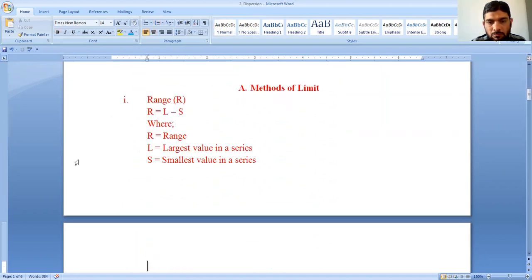This is the method of limits, that is range. The formula for range is R equals L minus S, where R is the range, L is the largest value in a series, and S is the smallest value in the series. So now we have to take some examples, some questions based on this range.